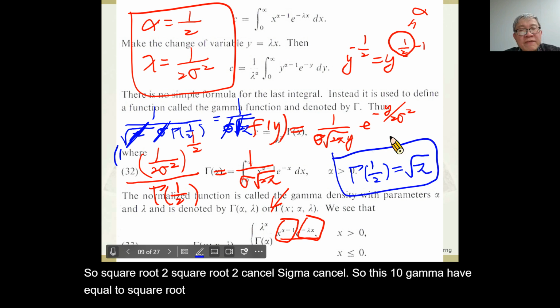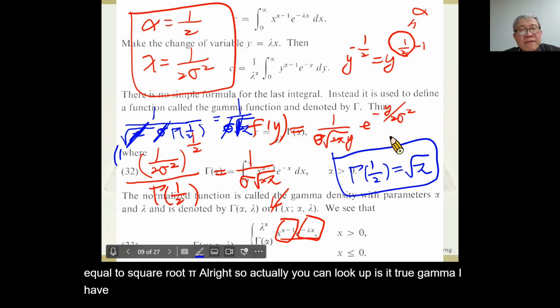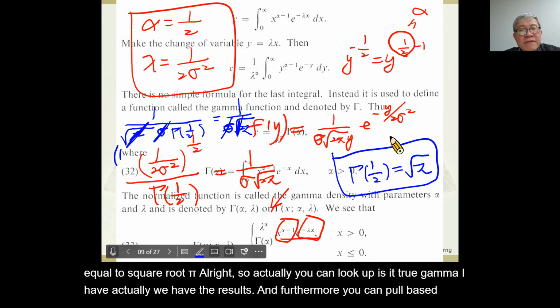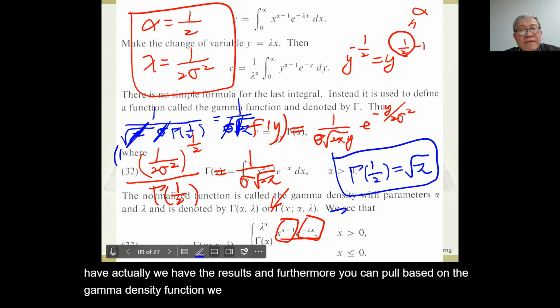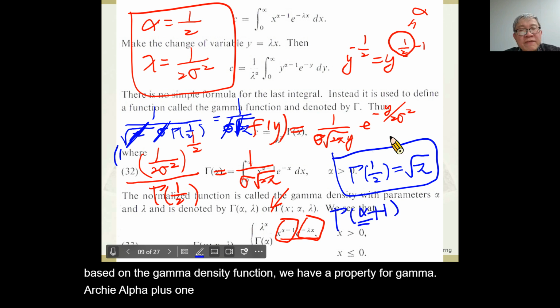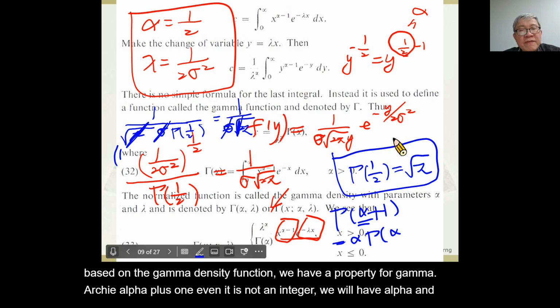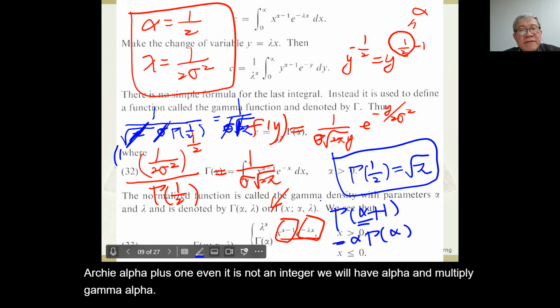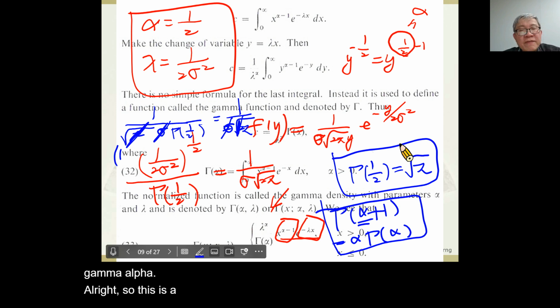Alright, so actually you can look up, is it true? Gamma a half, we have the results. And furthermore, you can prove based on the gamma density function, we have a property for gamma. Actually, gamma of alpha plus 1, even if alpha is not an integer, equals alpha multiplied by gamma of alpha. Alright, so this is a recursive formula. You can check it, is it true? And this is the gamma function and gamma density function.